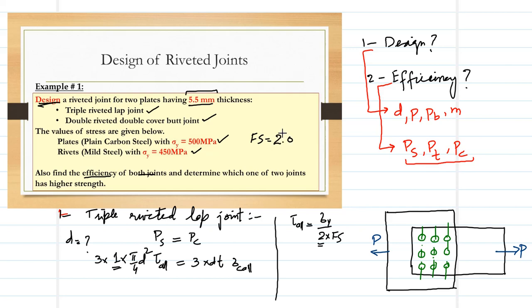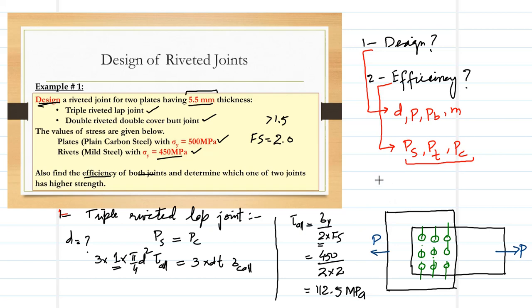Clear? If the factor of safety is not given, you can take a factor of safety greater than 1.5. But 2 is an ideal value, and it's good enough. So sigma y should be written not for the plate but for the rivet, because the shearing load is in the rivet, and crushing is also in the rivet. So sigma y should be used for rivets. So it's 450 divided by 2 into 2. So the answer will be 112.5 megapascal.